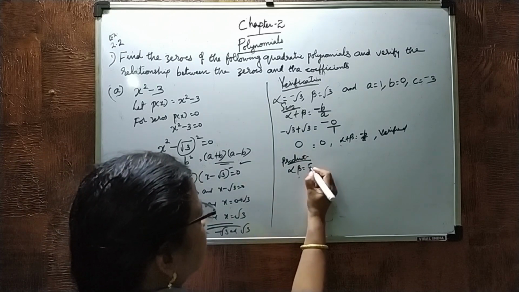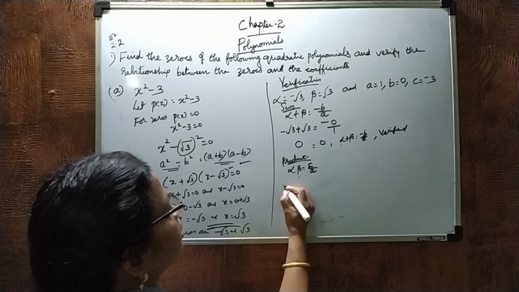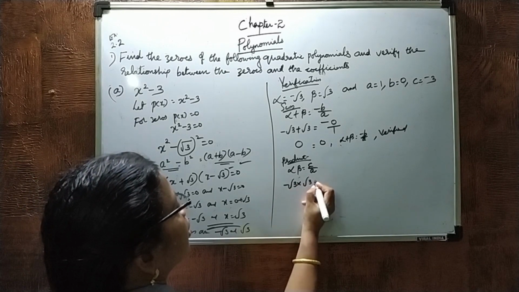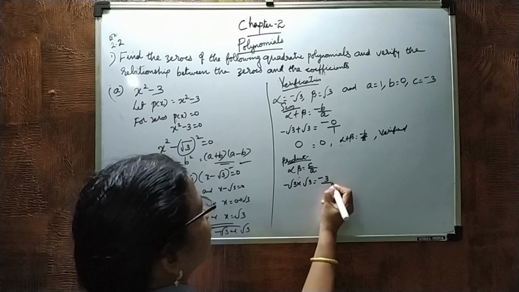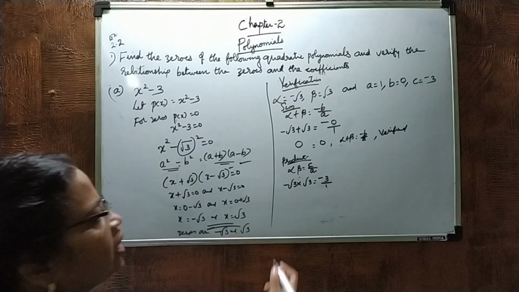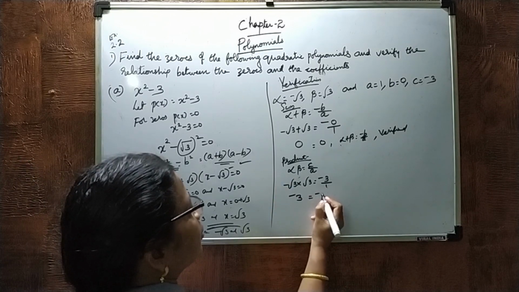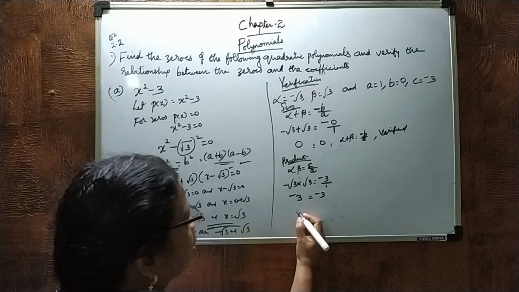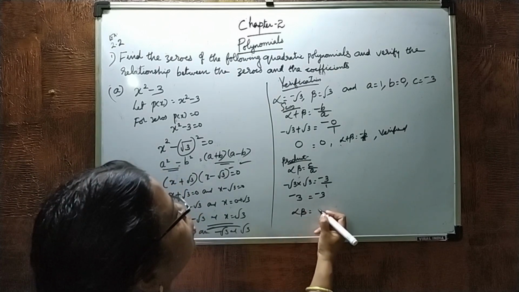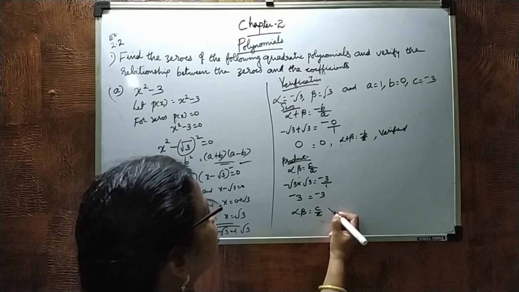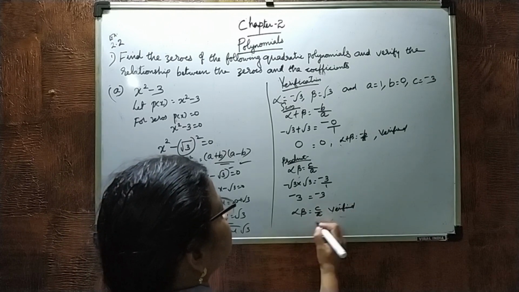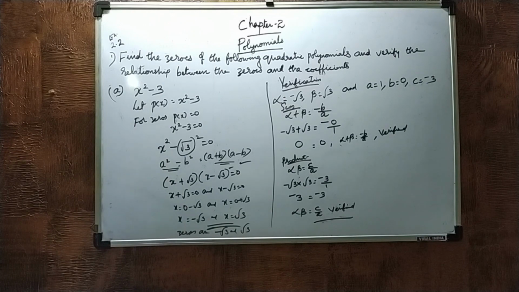Alpha beta is equal to c by a. Alpha beta means negative root 3 into root 3 equals c is negative 3 by 1. Root 3 into root 3 is 3, negative into positive is negative, and negative 3 by 1 is negative 3. So both are equal. Alpha beta is equal to c by a, so it is also verified. So this is the way to do it whenever ax square and the constant are given.